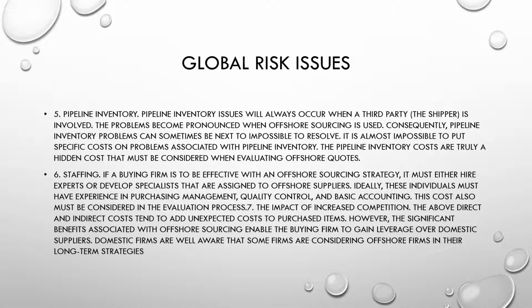The next global risk issue is pipeline inventory. Pipeline inventory issues will always occur when a third party, the shipper, is involved. The problems become more pronounced when offshore sourcing is used. Consequently, pipeline inventory problems can sometimes be next to impossible to resolve. It is almost impossible to put specific costs on problems associated with pipeline inventory. The pipeline inventory costs are truly a hidden cost that must be considered when evaluating offshore accounts.